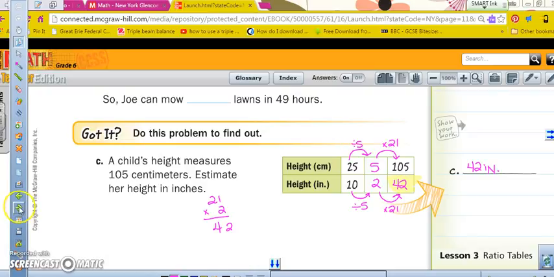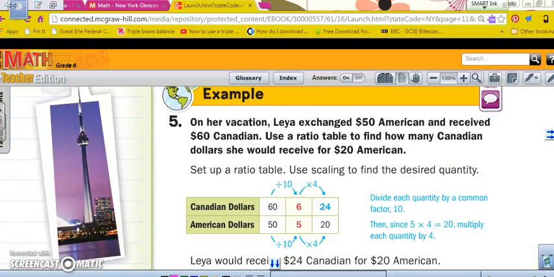Okay, let's turn our page. On vacation, Leah exchanged $50 American and received $60 Canadian. So we're talking about American and Canadian. Use the ratio table to find how many Canadian dollars she would receive for $20 American. Now, I don't like that they flip this around. You should always write it the way you see it. So I have the American and the Canadian. Write it in the order you see it in the sentence.